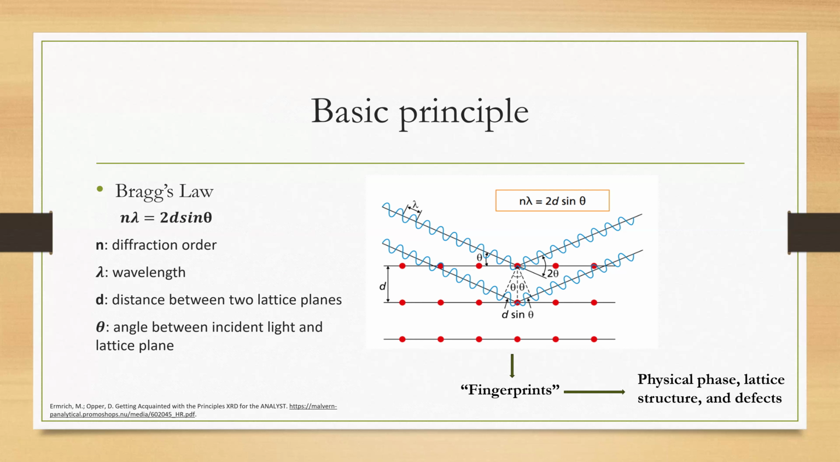When these parameters satisfy Bragg's law, which is nλ = 2d sinθ, constructive interference occurs and yields a diffraction peak. Every crystalline material has its own fingerprint of peak positions and relative intensities. By examining these fingerprints, we can determine a component's structure, detect defects, and identify impurities.